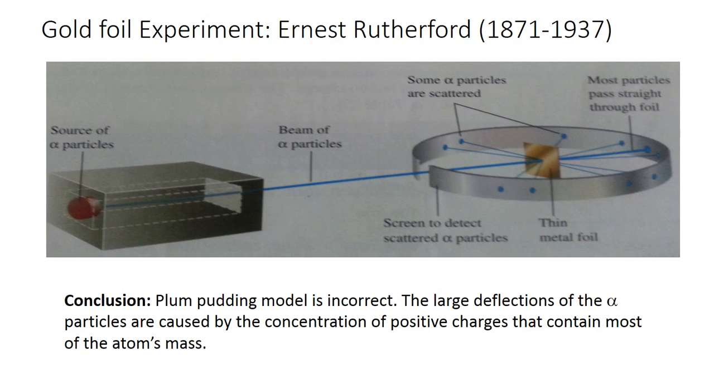He concluded that the plum pudding model is incorrect. The large deflections of the alpha particles are caused by a concentration of positive charge that contains most of the atom's mass. So that's where the idea of a nucleus came in. Most of an atom is empty space. But where I see the deflections, that's where the mass of the atom is. That's where the nucleus is. And this nucleus contains the positive charges.